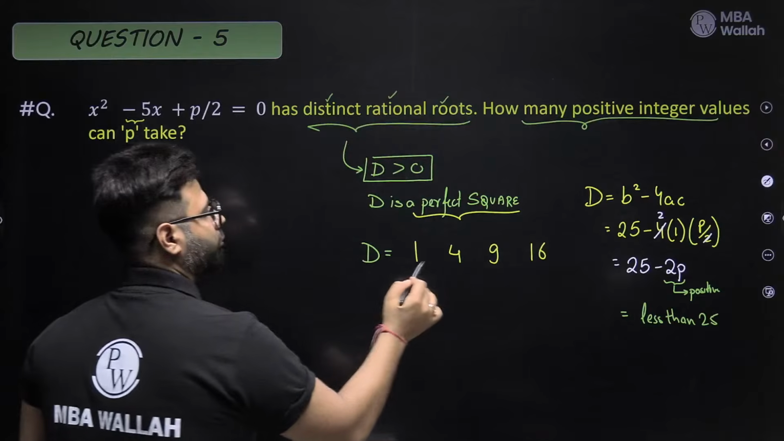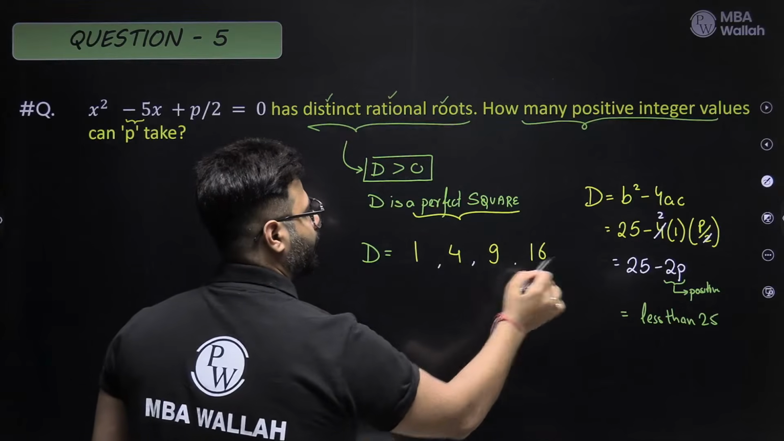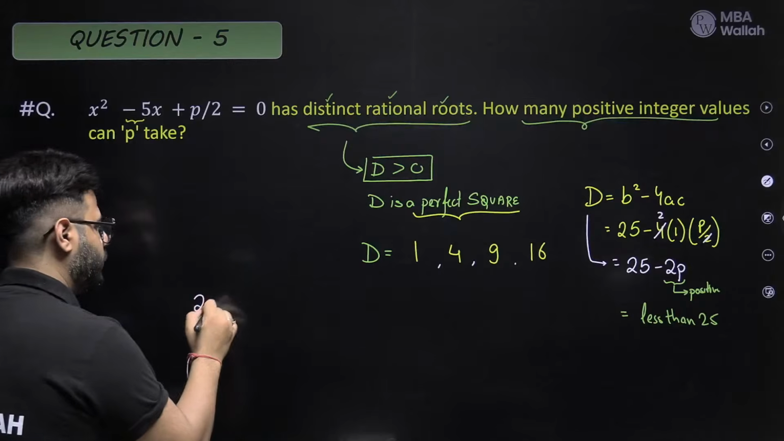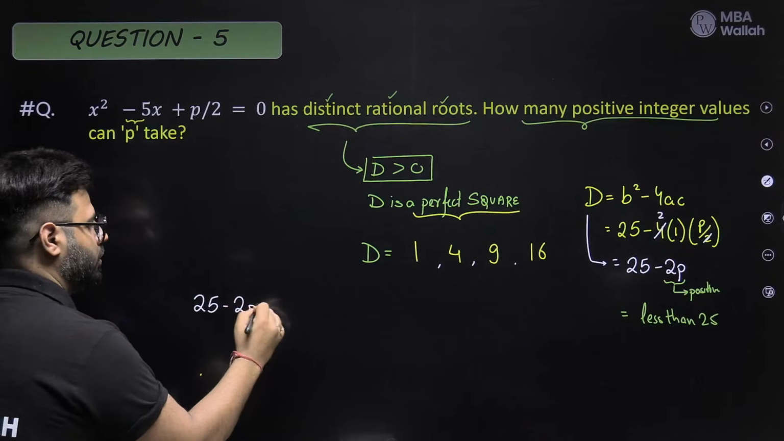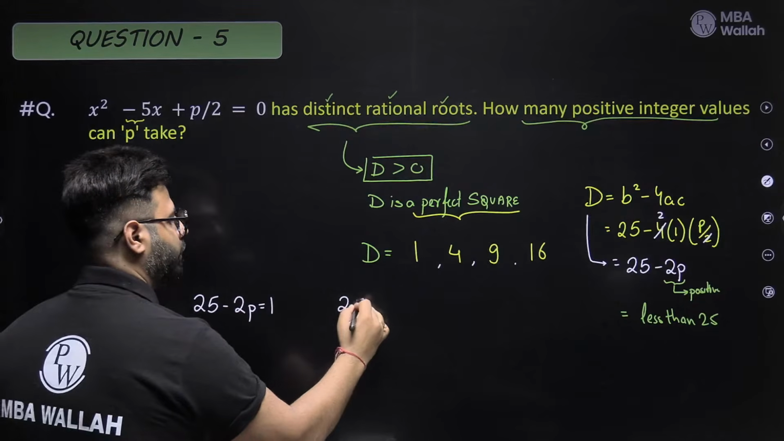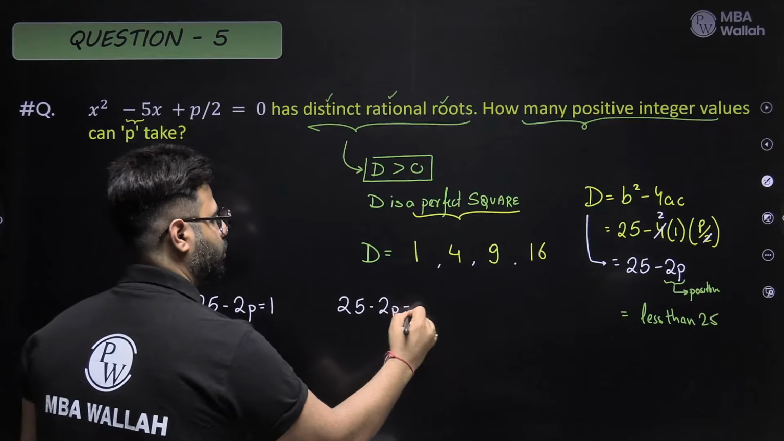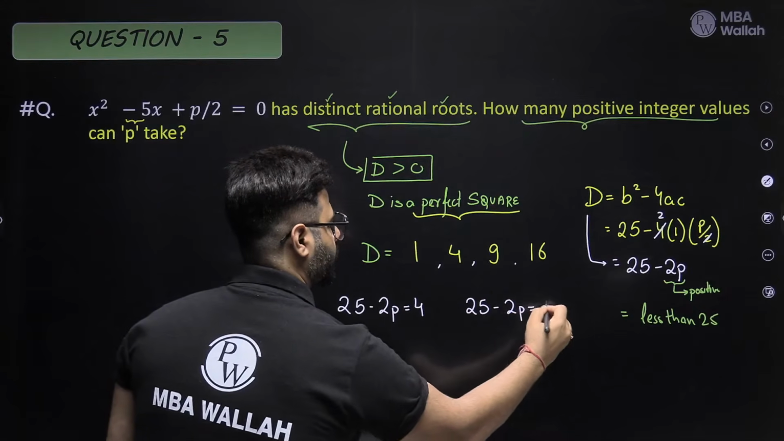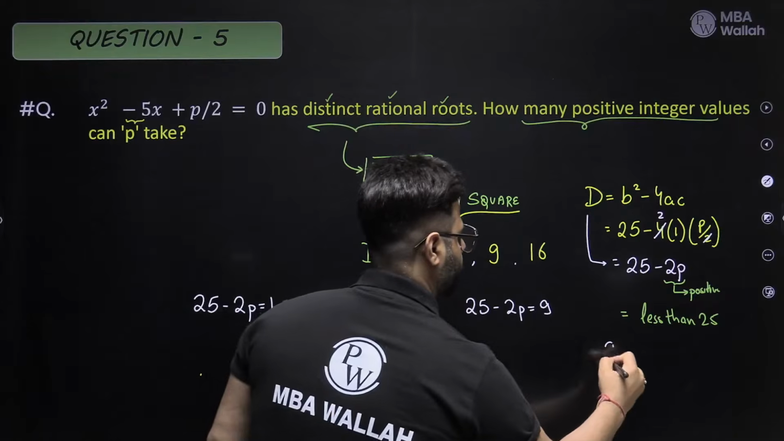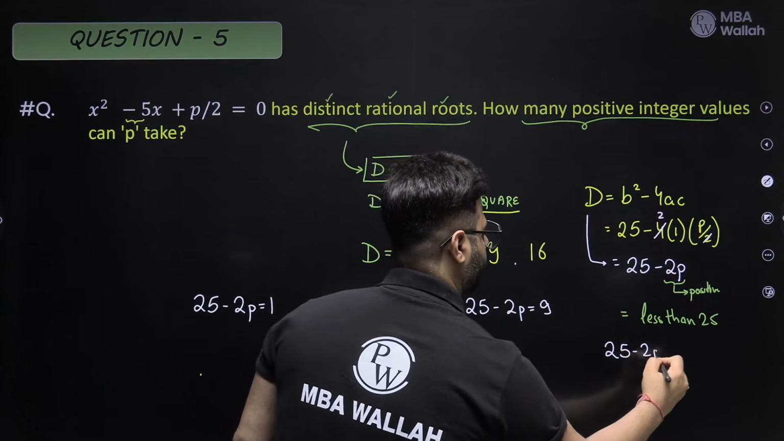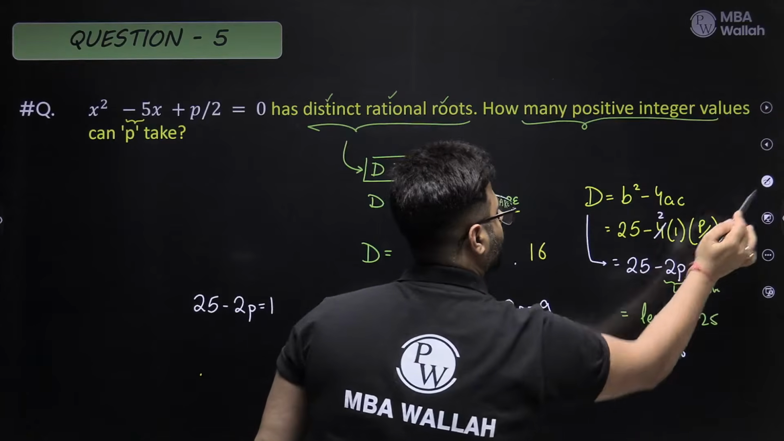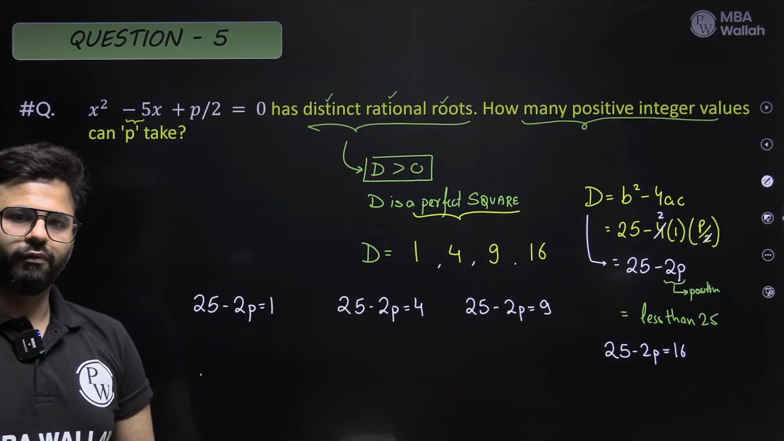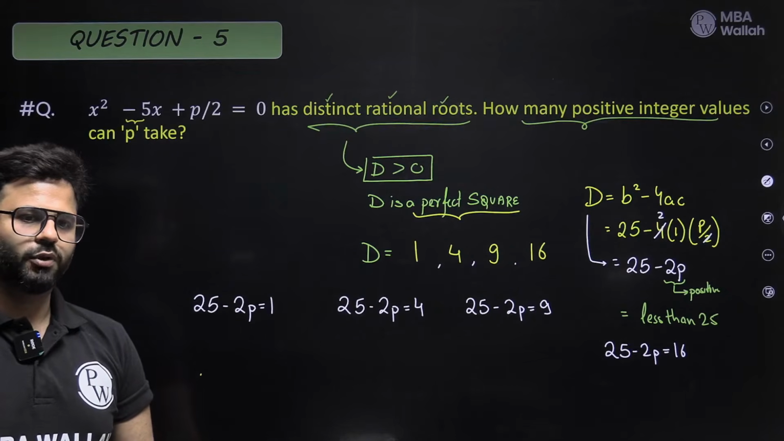Now we know these are the 4 possible values of D. And we know that D is 25 minus 2P. So either 25 minus 2P becomes 1, or 25 minus 2P becomes 4, or 25 minus 2P becomes 9, or 25 minus 2P becomes 16. Check where you get P as a positive integer and where you don't get P as a positive integer. Check.